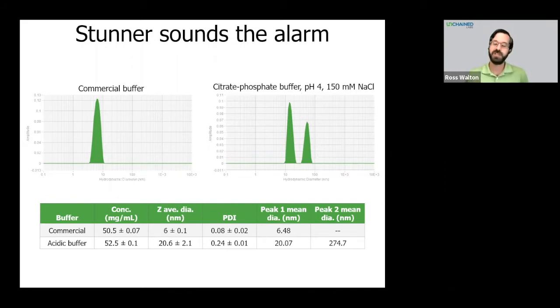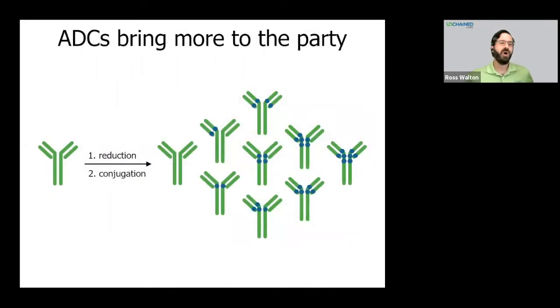But there are other things you can use it for as well. Stunner's UV-Vis quantification and DLS aggregation detection is actually great for looking at even more complicated biologics than just a monoclonal antibody, like, for example, an ADC.